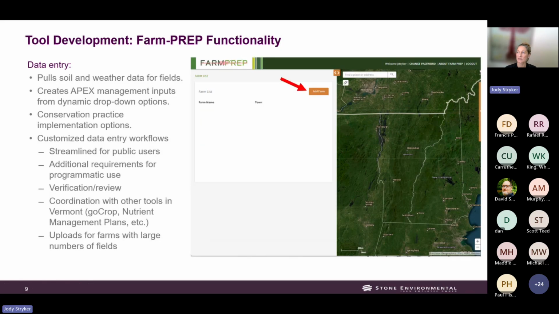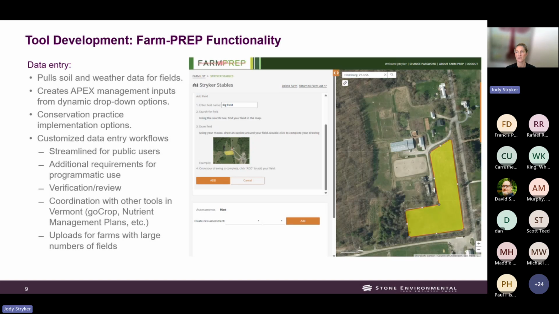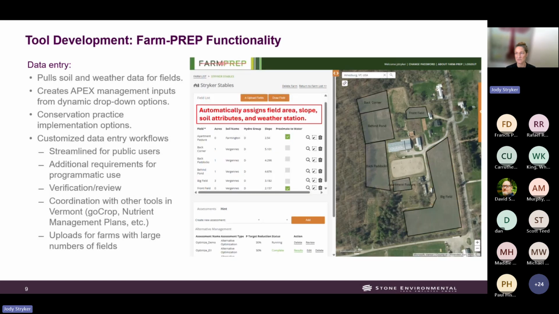So we've done quite a bit of work, as I mentioned, to streamline this data entry as much as possible. This little video that's playing is showing the key components of data entry for public users of the tool. So for public users, we've streamlined that data entry as much as possible, including providing default values from publicly available data sets for just about everything except for your field boundaries and your field management.